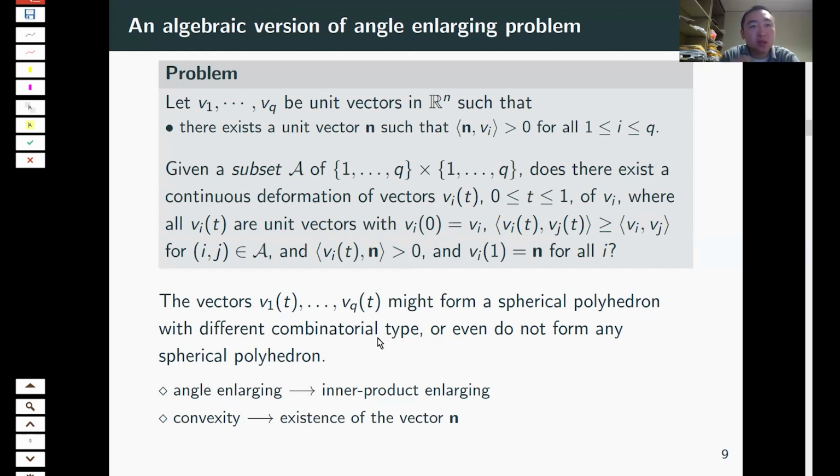Okay, so this kind of deformation really gives more flexibility to deal with the problem. And the correspondence between the two problems is that, originally we have angle enlarging, but now we're considering inner product enlarging, just as this condition. And originally we're considering convex spherical polytopes, spherical polyhedrons, and we replace this condition by the existence of the vector n. So let me draw a picture.